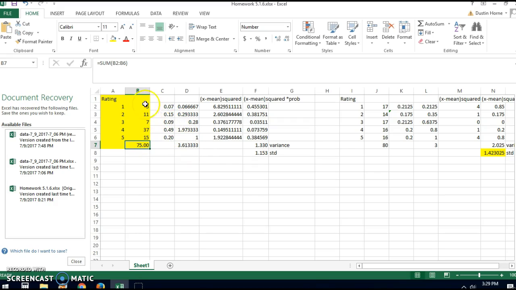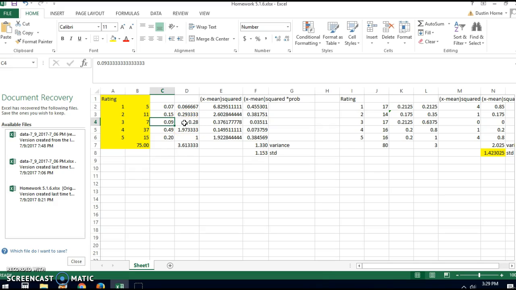So we have to figure out for each rating what percentage of customers rated it 1, 2, 3, 4, and 5. The way you do that is you take your 5 divided by 75, and that's how you get 0.07. 11 out of 75 would be 0.15. So 7% of our customers for restaurant A gave it a rating of 1. 15% gave it a rating of 2. 9%, 7 divided by 75, gave it a rating of 3. 49% gave it a rating of 4, and 15 out of 75, which is 20%, gave it a rating of 5.